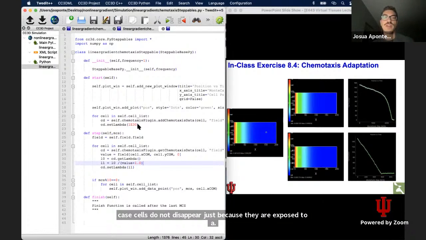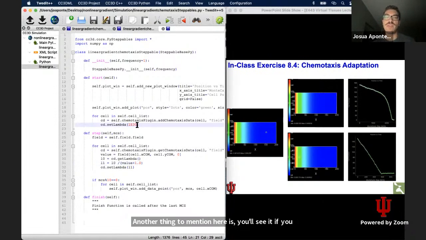Another thing to mention here is, and you'll see it if you play with this code that is also available to you, that this term is going to determine how far in the gradient the cells get to. If you make it 10 times smaller, the cell might get up to here instead of all the way through the end of the gradient, like in this particular example. And maybe that's something to play with in the homework.